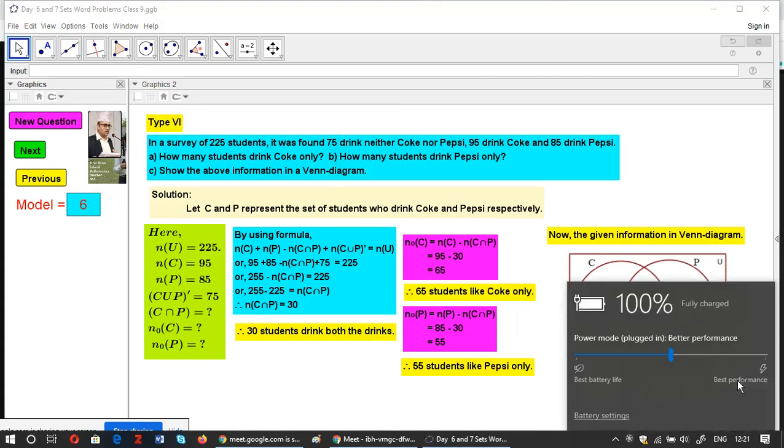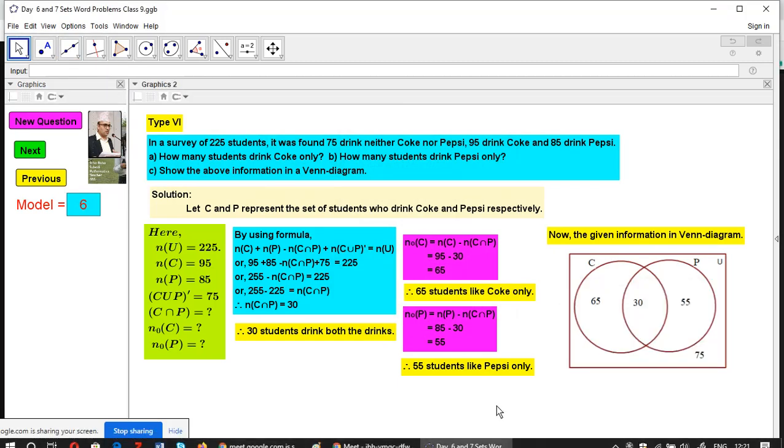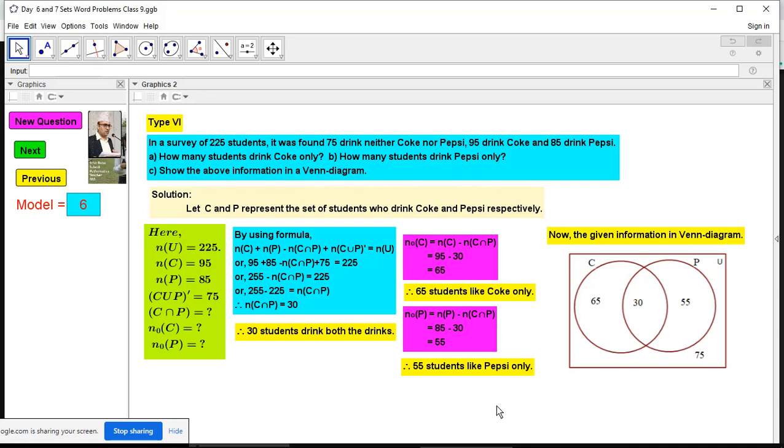That's good. Now the given information in the Venn diagram, dear students, let me show the Venn diagram, the given information. I think there is no problem about it. Now you can copy this. I will wait for 2 minutes. It's 12:20 to 12:22. I will wait.